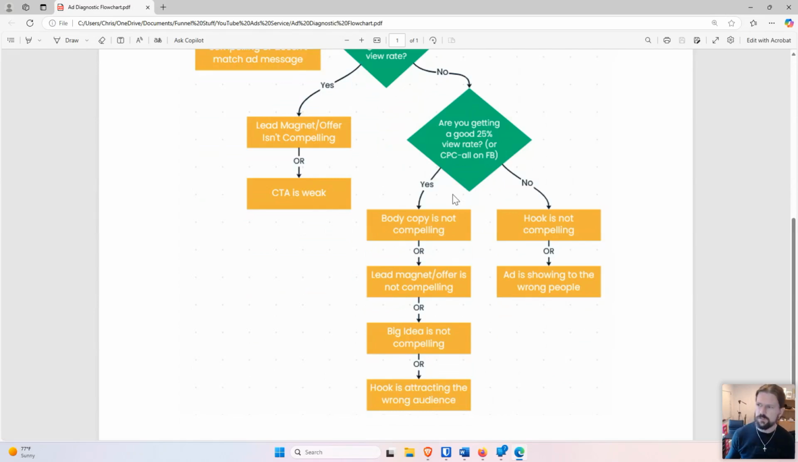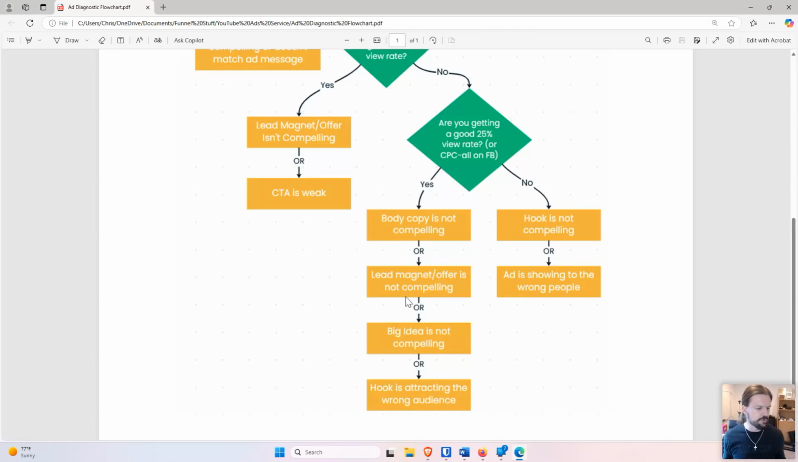And there's a few reasons this could be. So it could be that your body copy is not compelling. When I say copy, I just mean what you're saying in the rest of the ad. Body copy is like the rest of the ad after the hook, after the very beginning. So it's not compelling. It's not getting people's interest. It could be that your lead magnet or offer is not compelling.